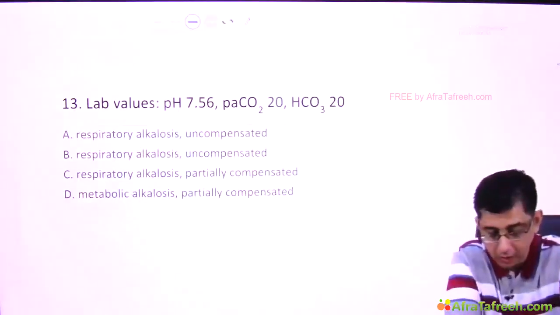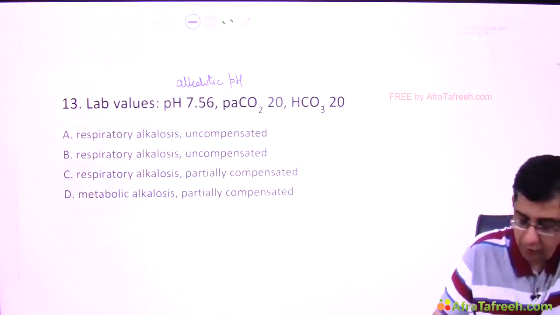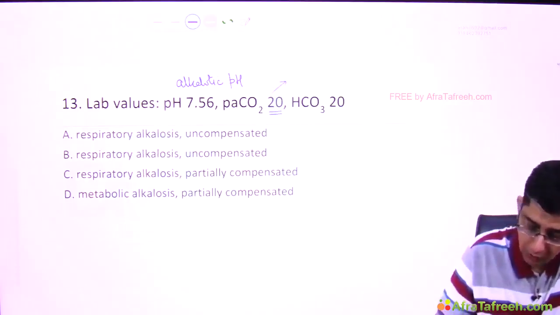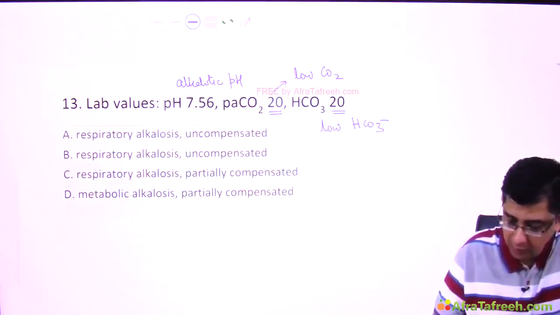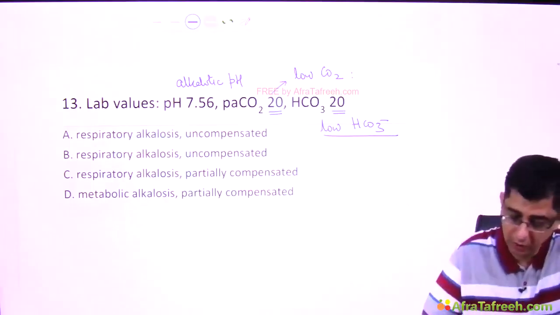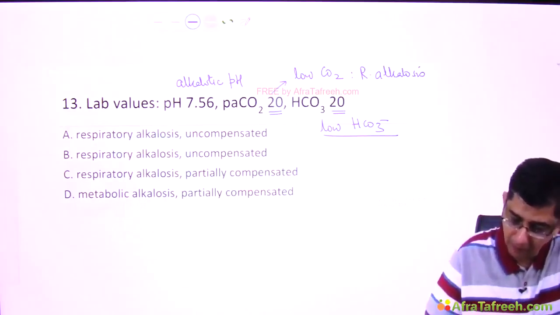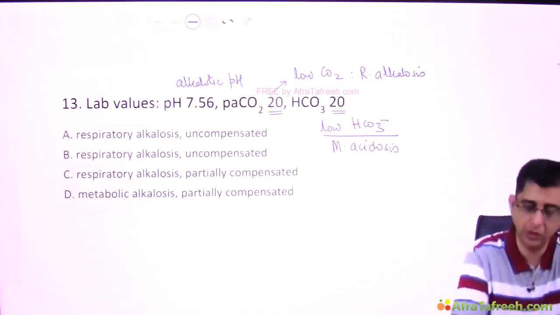Coming to the next question, pH of 7.56, what is the alkalotic pH? In this patient, the PCO2 of the patient is low, so probably a respiratory etiology, and the bicarbonate of the patient is also low. Low bicarbonate tells me that in this patient there is a concomitant metabolic acidosis. So the logic is this guy is having respiratory alkalosis. In the compensatory process, the kidney is trying to kick out the bicarbonate, so metabolic acidosis also.